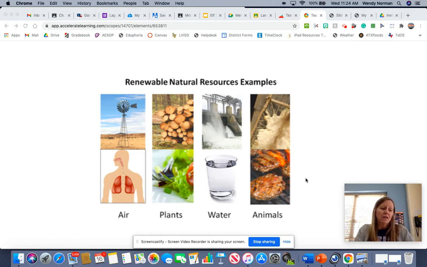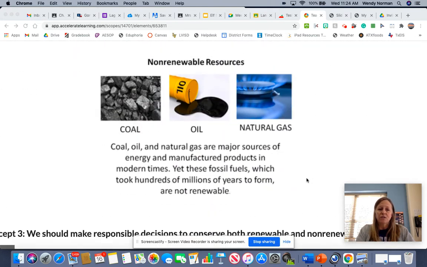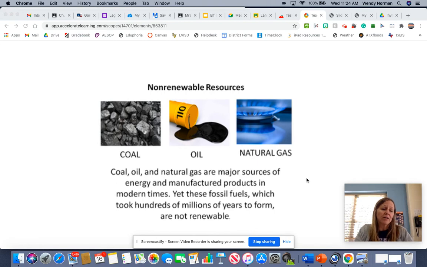So for non-renewable resources, here are the examples of those right here. These are materials in which there is a finite or fixed amount. And once they're consumed, they cannot be replaced by Earth in any reasonable amount of time. Now, what's reasonable? Reasonable can be like 15, 20 years, okay? Coal, oil, and natural gases are used to make other products and fossil fuels that are burned to produce energy for vehicles, machines, homes, and businesses.